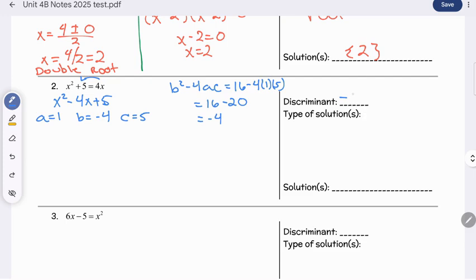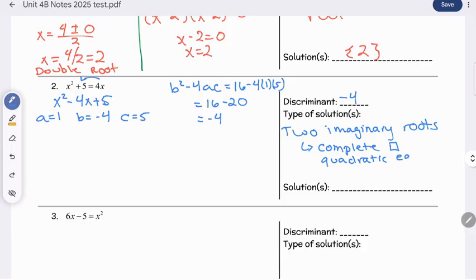Right? This means I have two imaginary roots. All right, so my best way to solve is going to be completing the square or the quadratic formula. So let's do it both ways. So let's first try to solve using the quadratic formula.